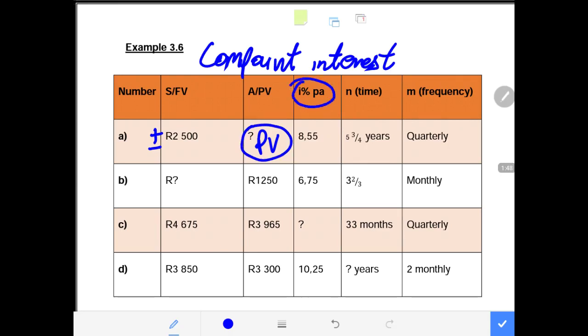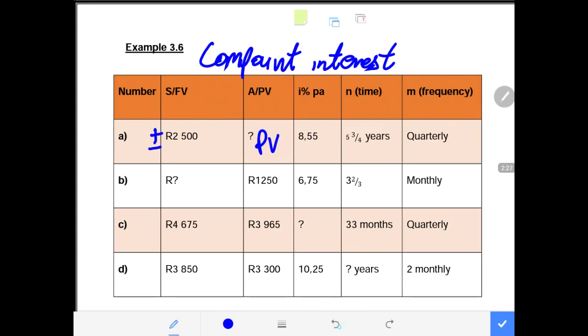The interest per annum, it is 8.55% per annum, and the number of years this amount was invested, it is 5 3/4. And I want to highlight this 5 3/4, and it is important in terms of how to convert the 3/4. Then the frequency, which is our M that I spoke about several times, is quarterly. That means every quarter we earn interest, and this interest gets to be added to the present value, or the amount that we initially invested.